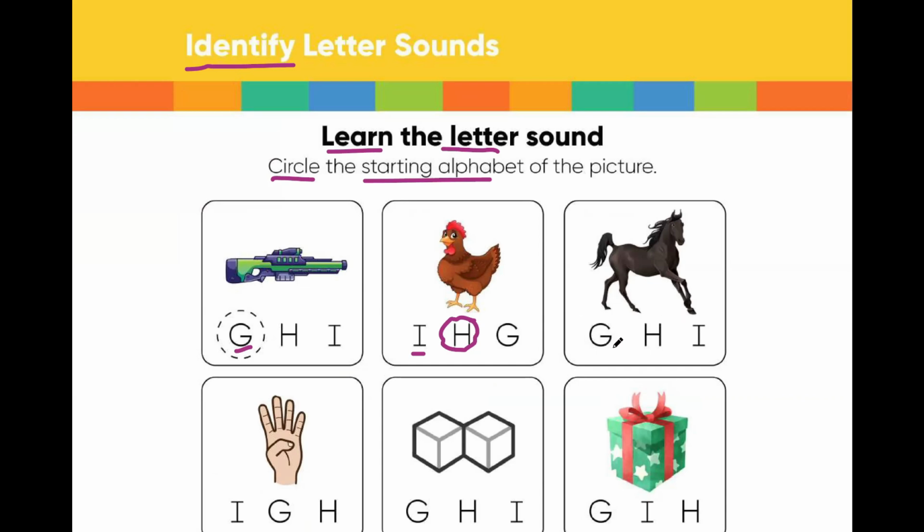Now let's move towards another picture. Here we can see a horse, right? And the first alphabet of the word horse is H, and the sound of the letter H is her, horse, her, horse. Now below that you can see the letter G, H and I, and we know that H is the correct answer because this is the starting alphabet of the word horse, and the sound is her, horse, right?